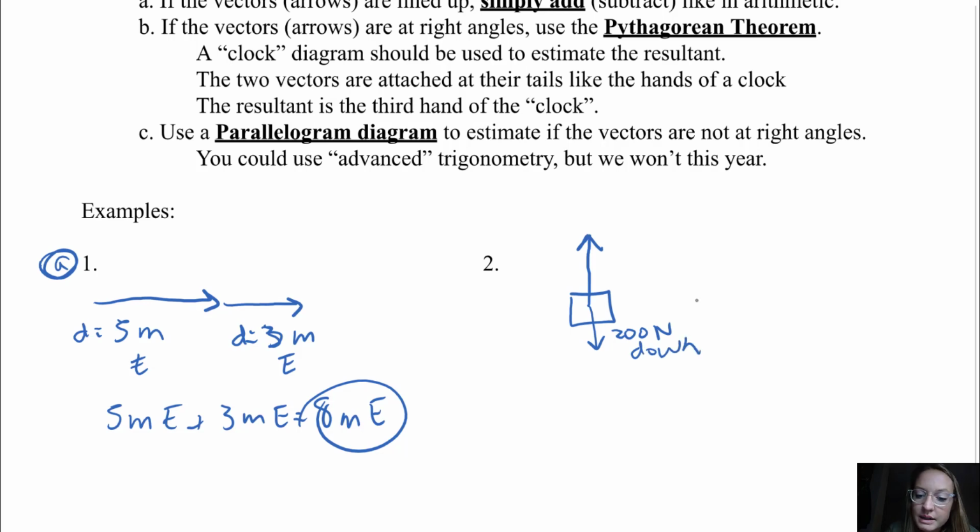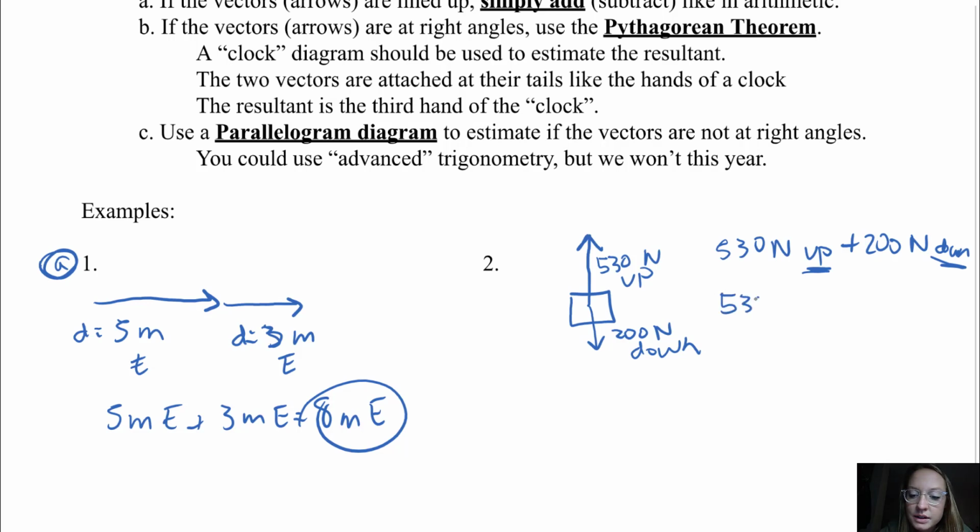Pushing up on this box is going to be 530 newtons up. So this is a very, very simple problem. We can do 530 newtons up plus 200 newtons down. Now the problem with this is that we have one that's going up and one that's going down. So we fix this problem very simply. We say, well, this is 530 newtons up, and then we're going to subtract this 200 newtons up.